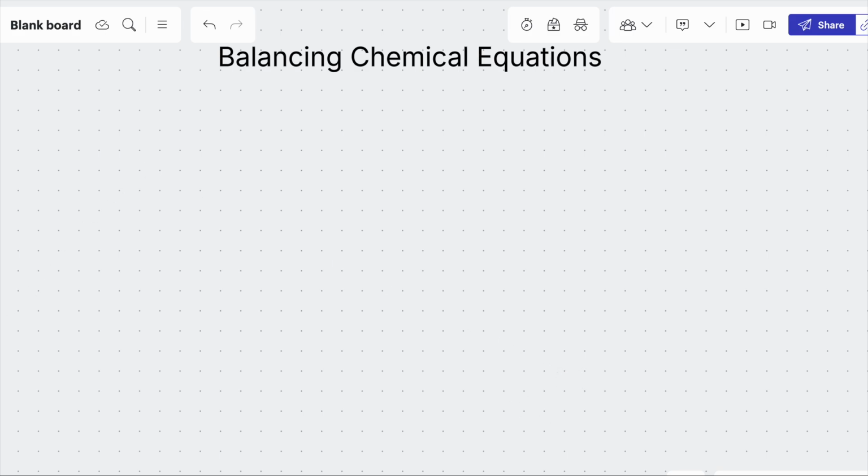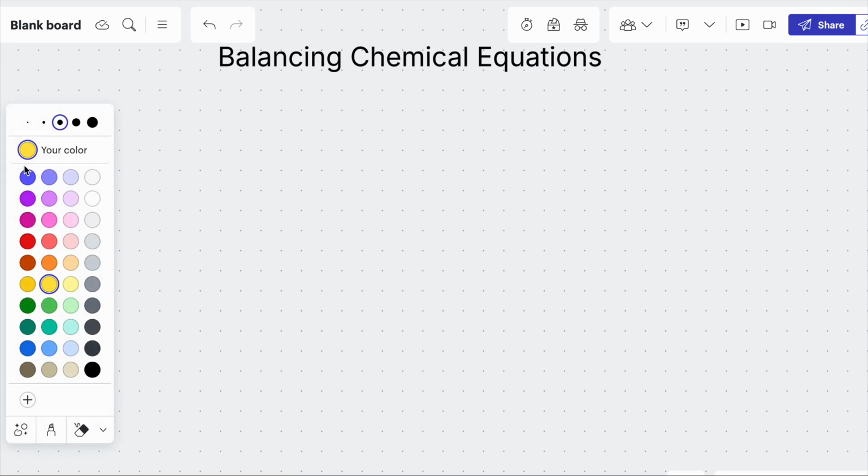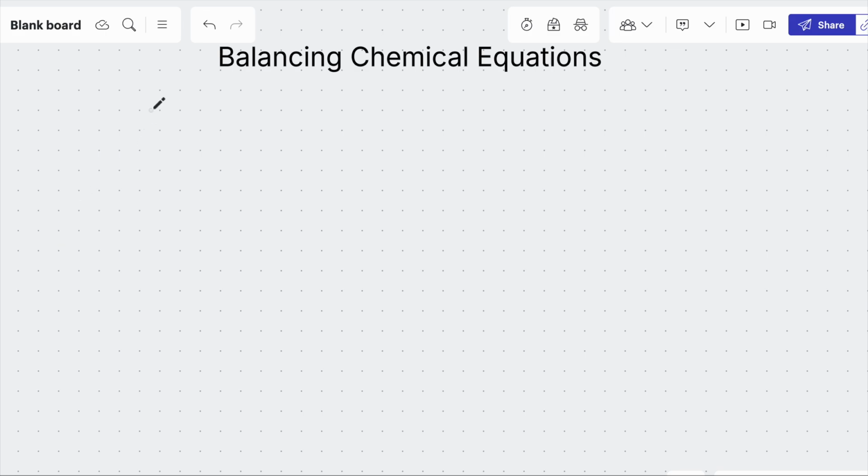Okay, so with that, hold on. Yeah, we're gonna go with purple. Okay, so we're gonna start with number one. So it's saying blank sodium plus blank O2 makes Na2O2. Okay. Some of these you may be able to just look at and figure out.